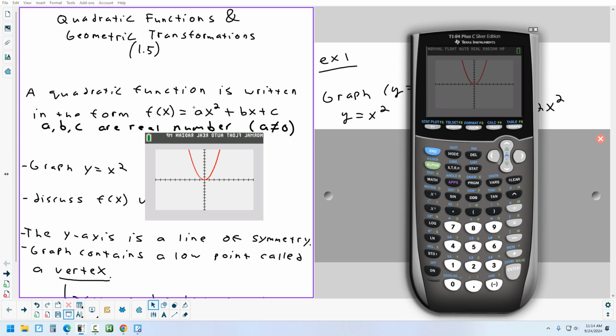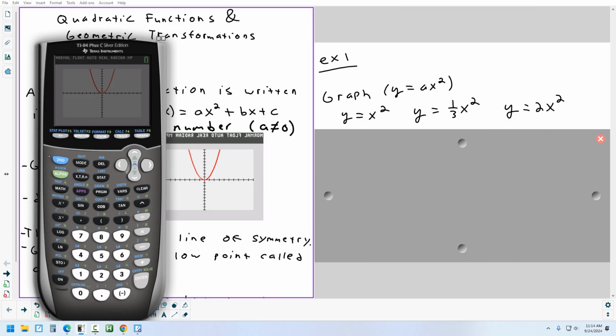So I'm going to try typing in 1/3 x squared. And the way you can type that in is like this. It's one way to do it. 1/3 x squared. And I'm going to type in 2x squared. Okay. I'm going to hit graph. So you're going to see the original again in blue. Now the red is going to be the 1/3 x squared. And then the black, I think it's going to be black. It's going to be the 2x squared.